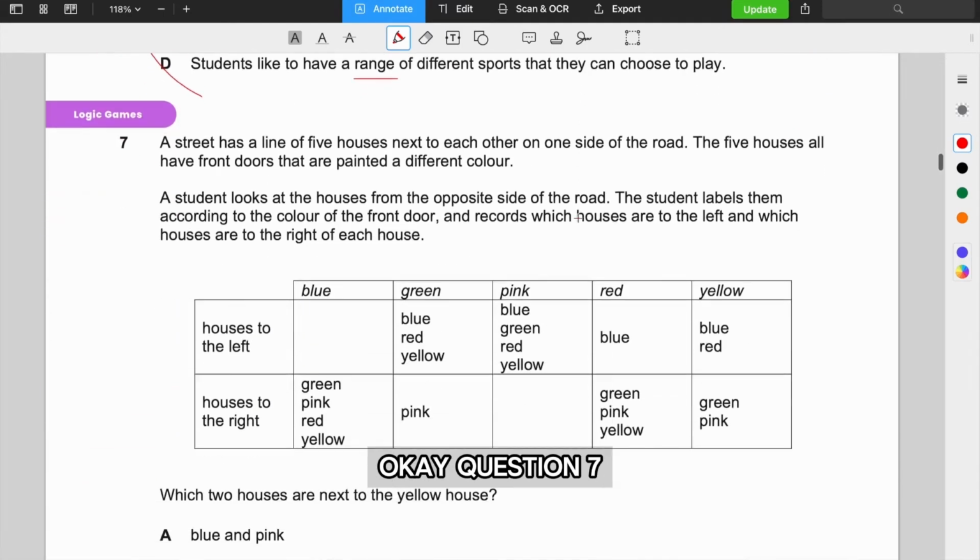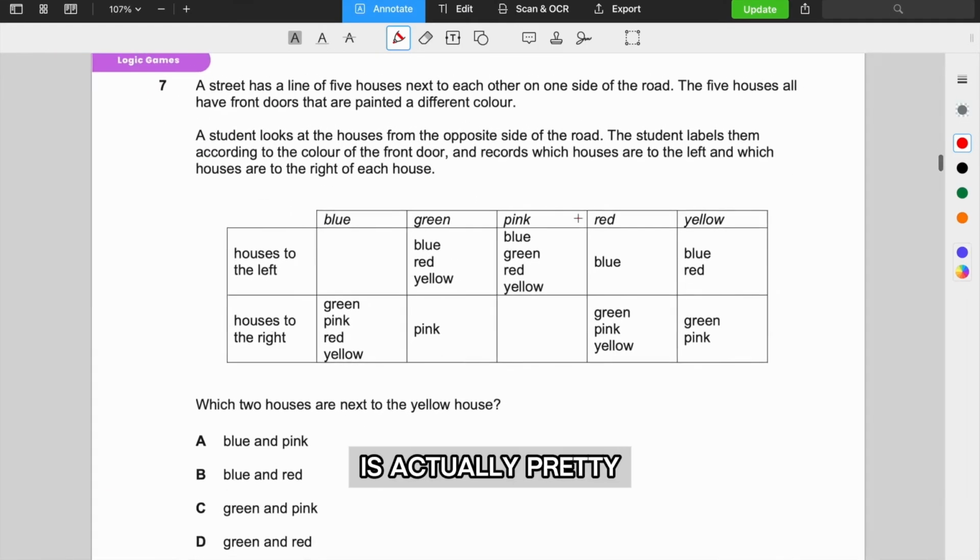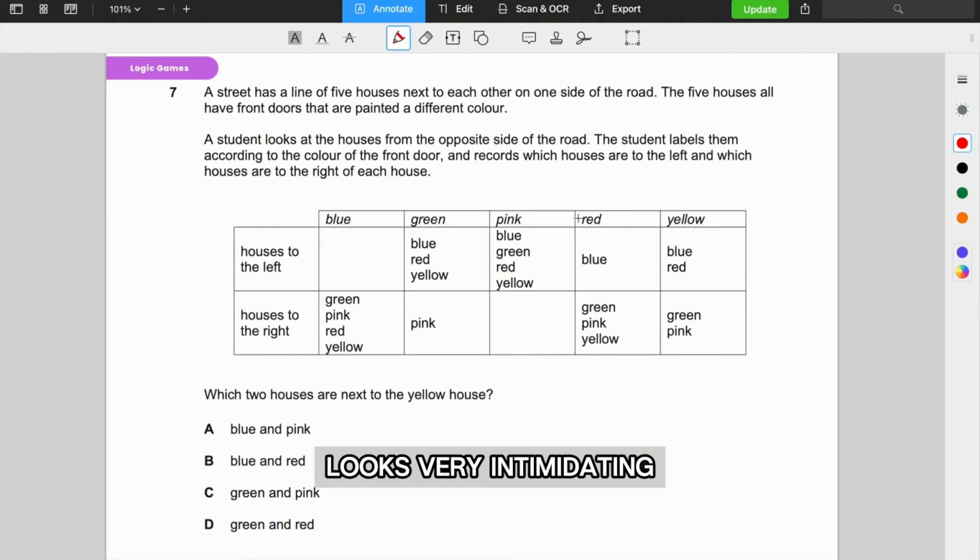Okay, question 7. So this one is actually pretty easy. I know it looks very intimidating because there's so much data going on, but if you just pause and think about what's going on, it's actually not that hard. So let's read this together.